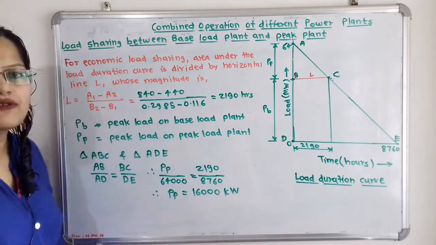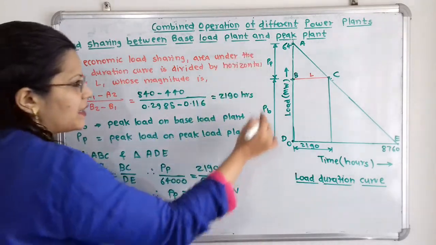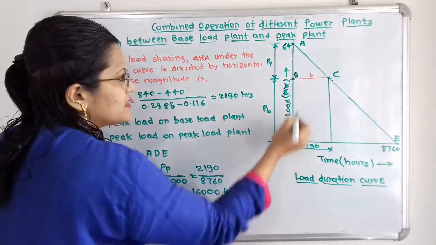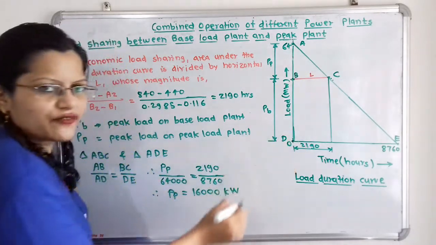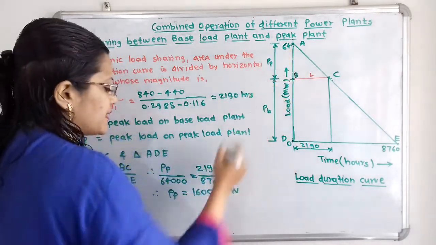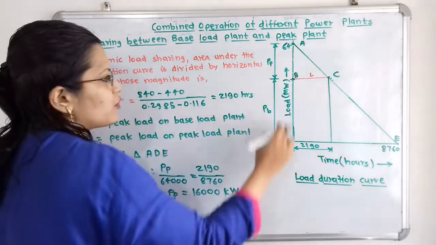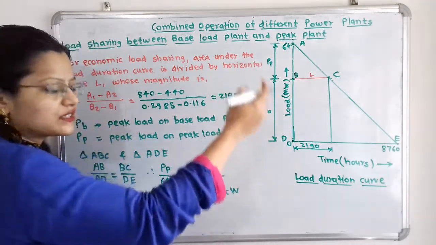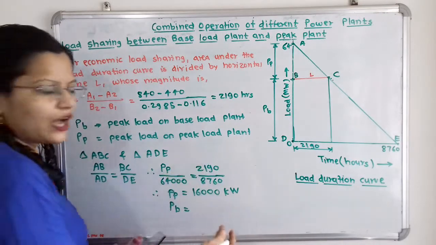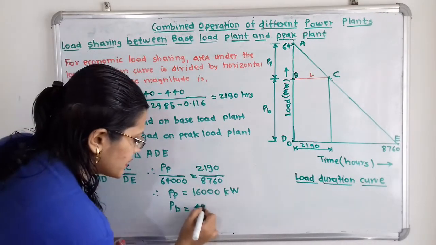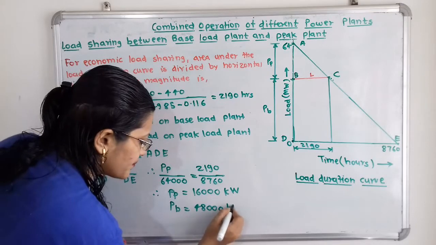Now we have to calculate PB. So from this diagram, if we observe, this whole vertical line is 64,000. Out of this PP is 16,000. So what is PB? PB is 64,000 minus PP, that is 64,000 minus 16,000. So remaining is 48,000 kilowatt.